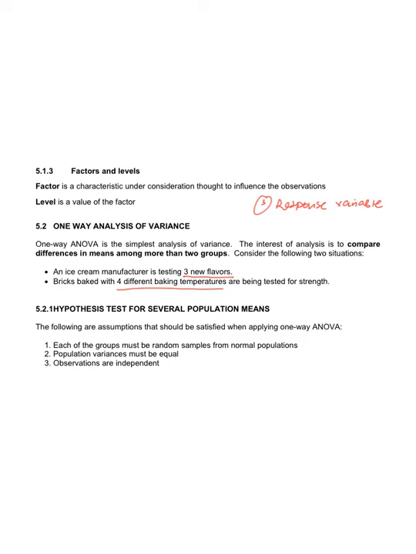Okay, next thing yang awak kena ingat adalah what are the assumption should be satisfied when applying one-way ANOVA. So ada 3 assumption untuk ANOVA. First, each of the group must be random sample from normal population. Yang kedua, population variance must be equal. And third, observation are independent. Okay, senang je nak ingat, dia mestilah normal, variance are equal, and then dia mestilah independent.